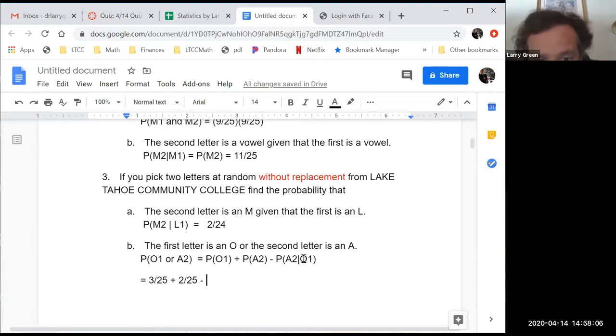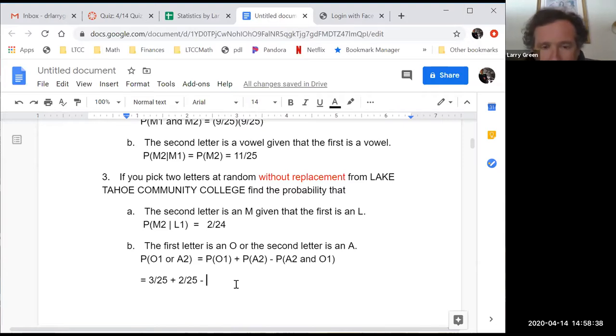Oh, sorry, not given. I made a mistake on that. I apologize. That's and. Is the formula, not given. I had it backwards. What's the probability the second letter is an A and the first is an O? Definitely not 0, because I could have picked the O from college, for example, threw that out of the bag, and then picked the A from Tahoe. Okay, so this takes some work.